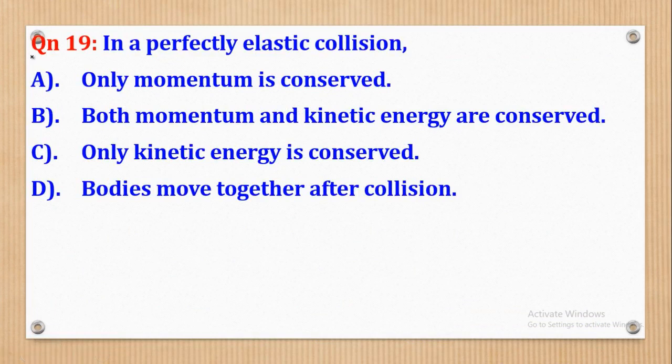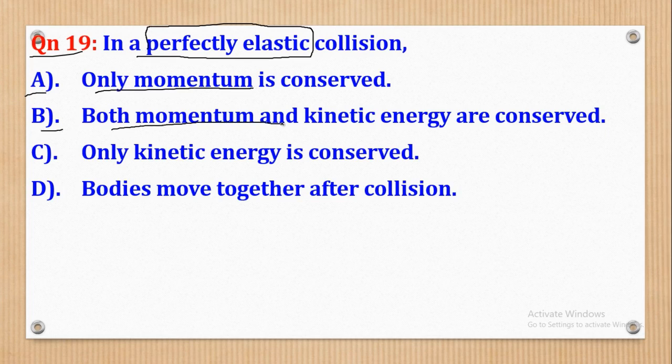So that was question 18. Now we shall go to question 19, which says, in a perfectly elastic collision. Note this word, perfectly elastic. Option A, only momentum is conserved. Option B, both momentum and kinetic energy are conserved. Option C, only kinetic energy is conserved. And option D, bodies move together after collision.